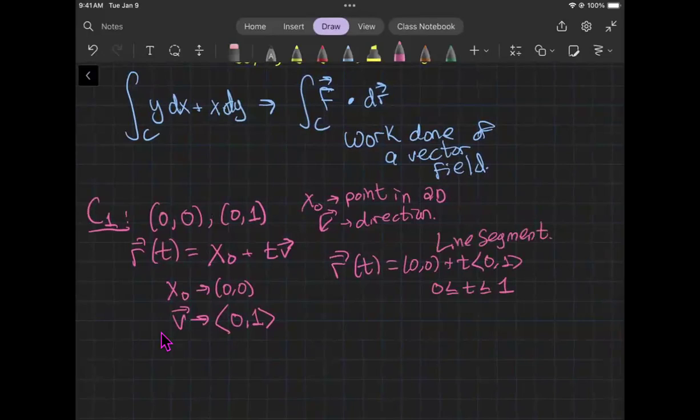Okay, all right, so you can write this out as one vector. So 0, t.